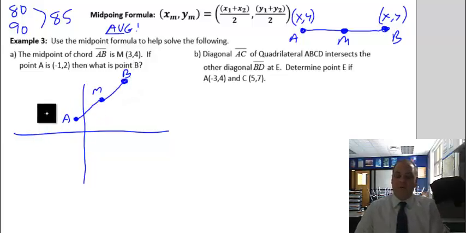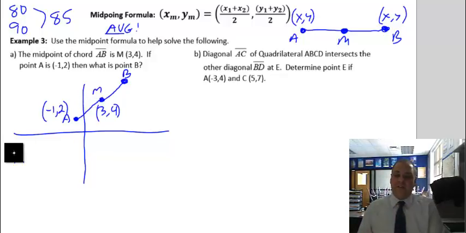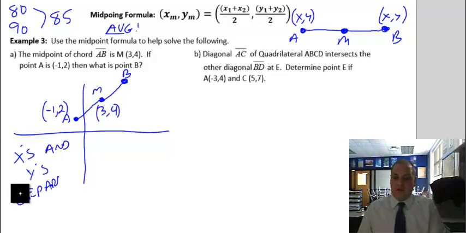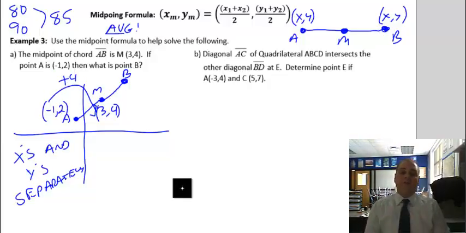But this is what we're going to do. Just kind of use logic. A is negative 1, 2. M is at 3, 4. Okay? So how do you get from A to M, and you got to take the x's and y's separately. So x went from negative 1 to 3, so it went up 4.